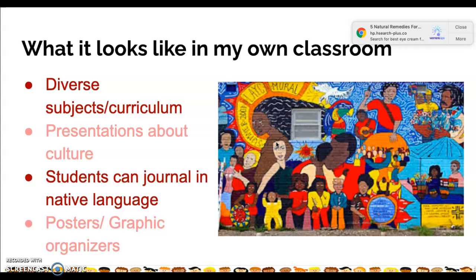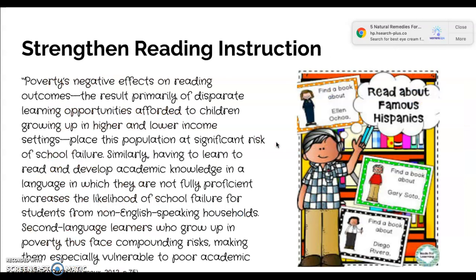And then I allow all my students, instead of always writing papers, to show their comprehension through the use of posters and more creative expressions, and then having graphic organizers available to help when it is a paper.